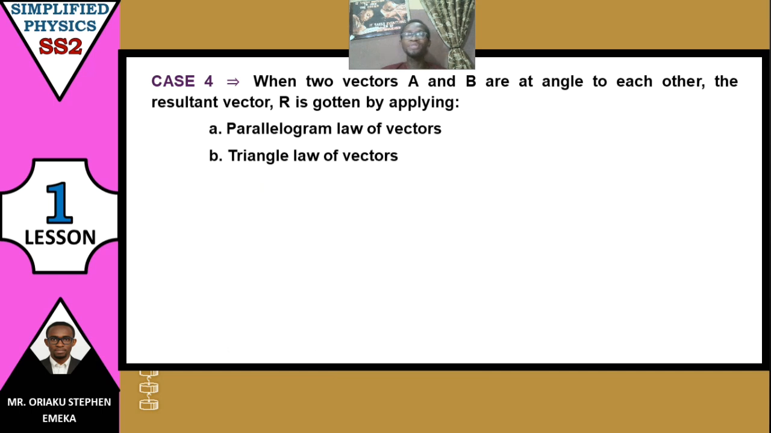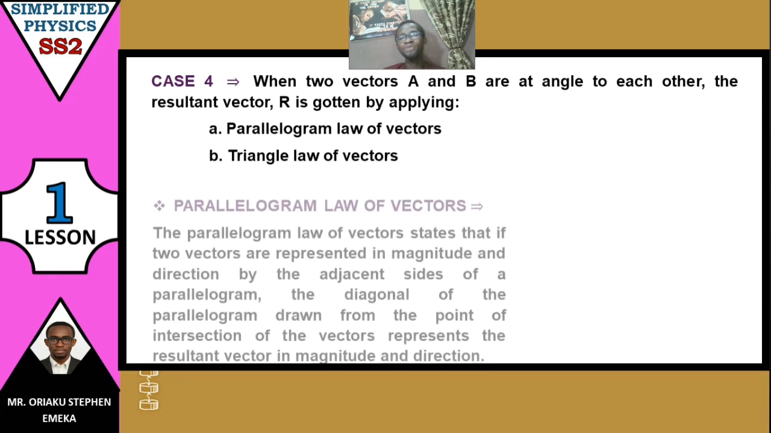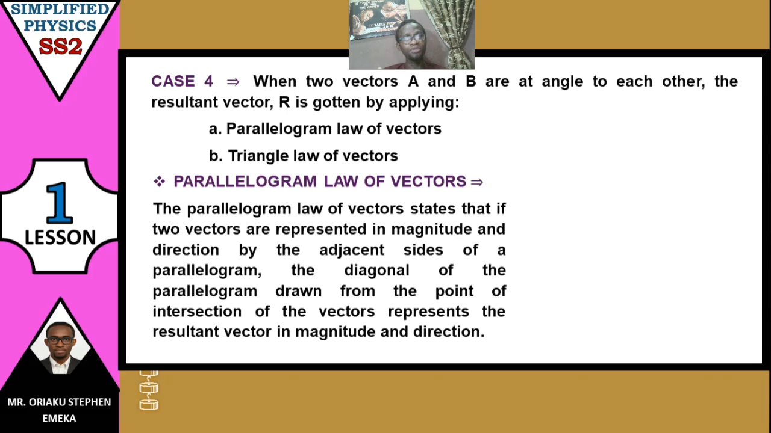So how do we solve this? There are two laws to apply. Either we make use of the parallelogram law of vectors, or the triangle law of vectors. So what is the parallelogram law of vectors? Just like the word goes, parallelogram. By the time you draw a parallelogram, this is a parallelogram.